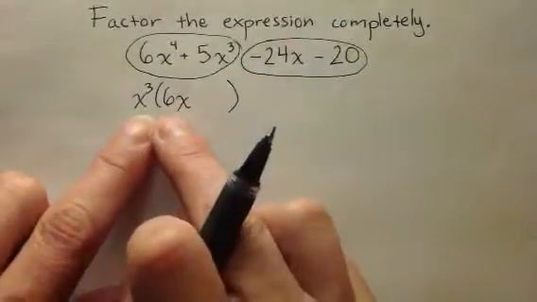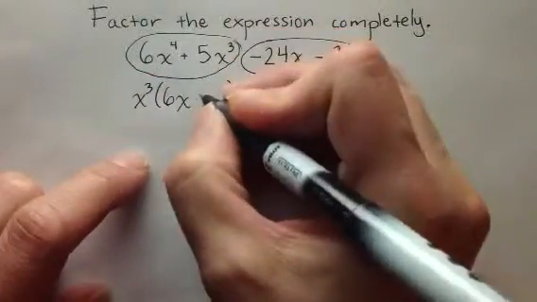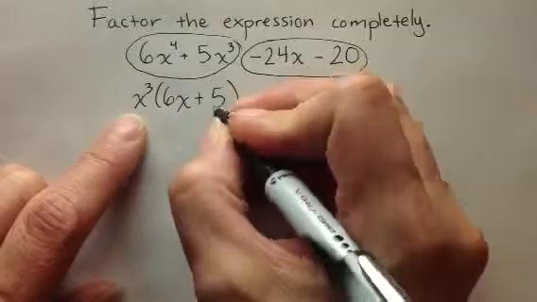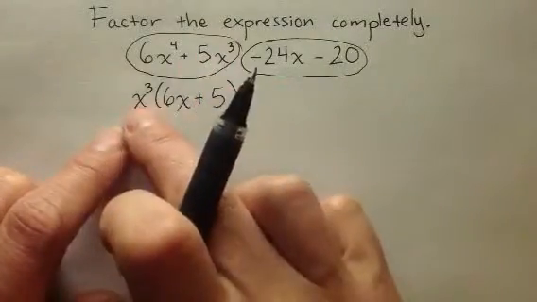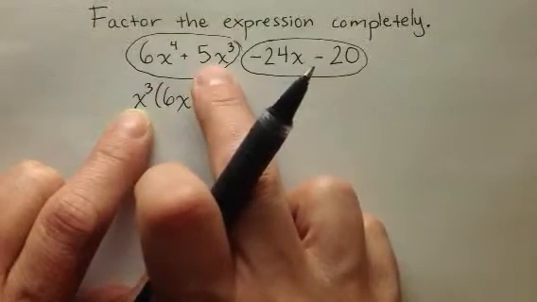If I multiply these two back out, I get 6x to the 4th power. Plus, it's positive, and then I'm going to divide out, I get 5. So 5x cubed divided by x cubed is 5. If I multiply these back out, I get this term right here.